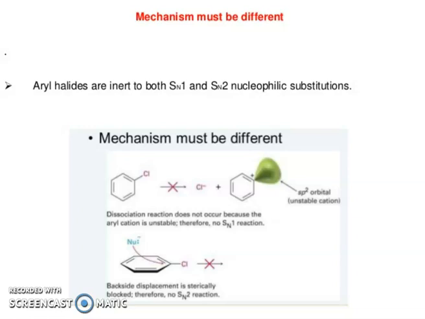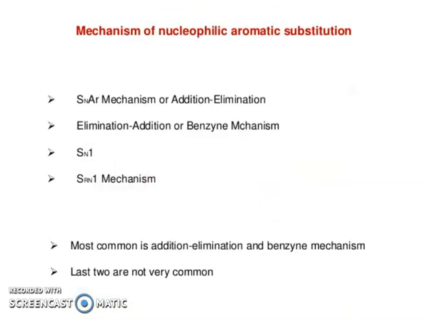Now aryl halides are inert to both SN1 and SN2 nucleophilic substitutions. What is the mechanism? The mechanism must be different. You can see dissociation reactions do not occur because the aryl cation is unstable. Therefore, no SN1 reactions. The sp2 orbital is unstable. And backside displacement is sterically blocked. Therefore, no SN2 reactions.